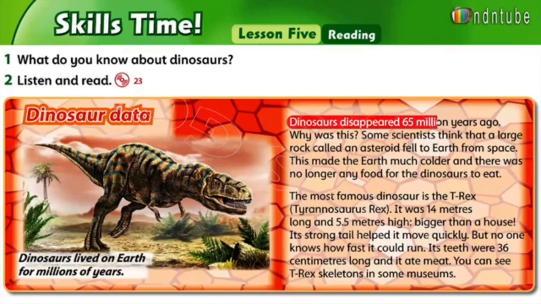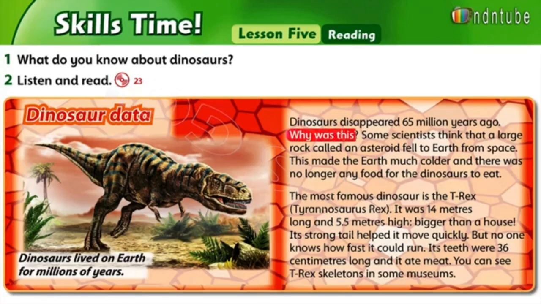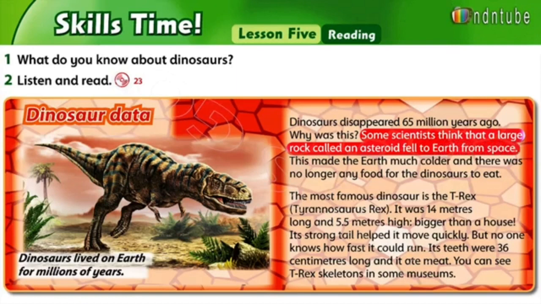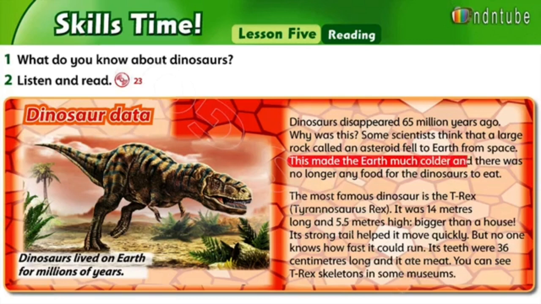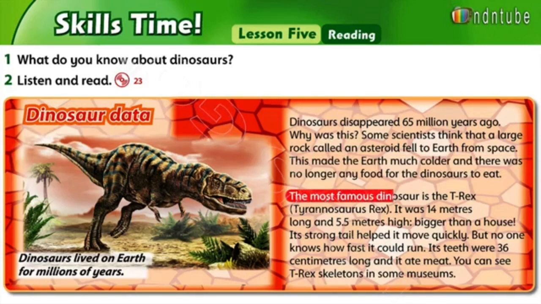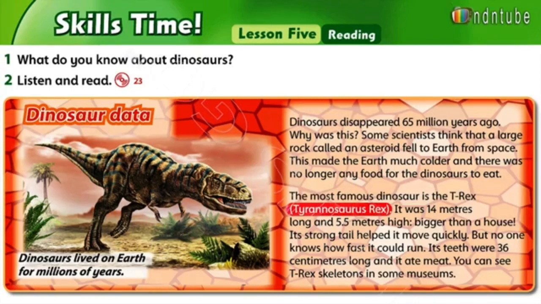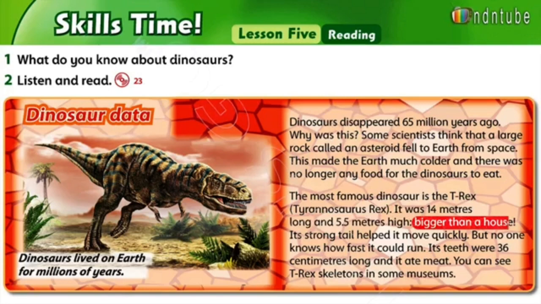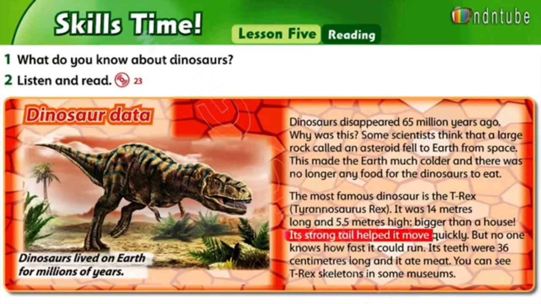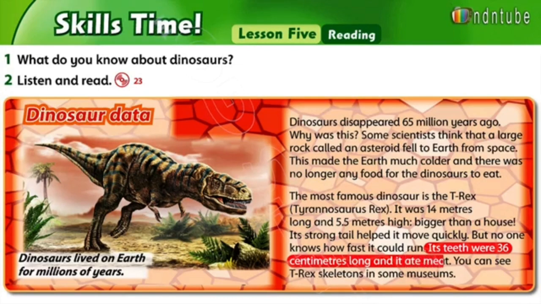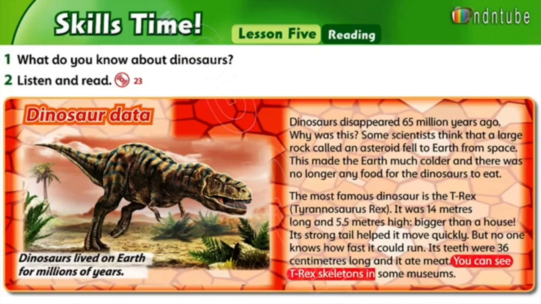Dinosaurs disappeared 65 million years ago. Why was this? Some scientists think that a large rock, called an asteroid, fell to Earth from space. This made the Earth much colder, and there was no longer any food for the dinosaurs to eat. The most famous dinosaur is the T-Rex, Tyrannosaurus Rex. It was 14 meters long and 5.5 meters high, bigger than a house. Its strong tail helped it move quickly. But no one really knows how fast it could run. Its teeth were 36 centimeters long and it ate meat. You can see T-Rex skeletons in some museums.